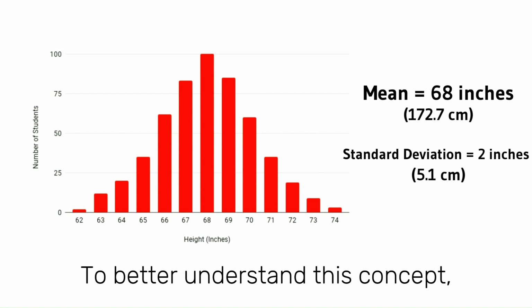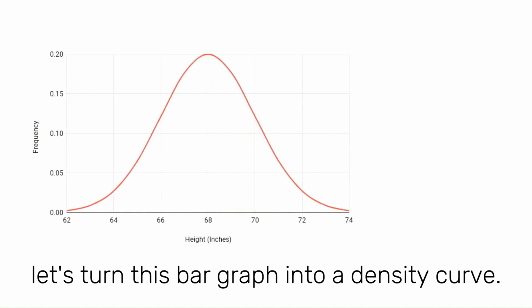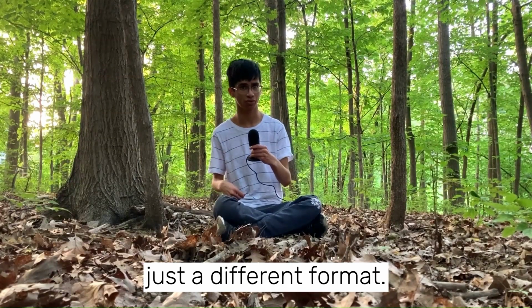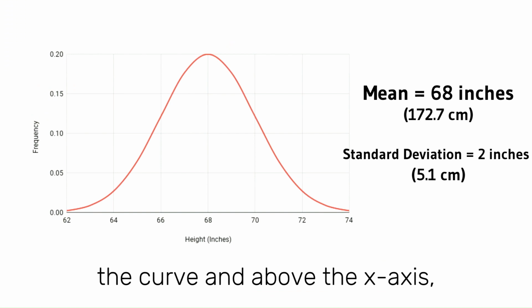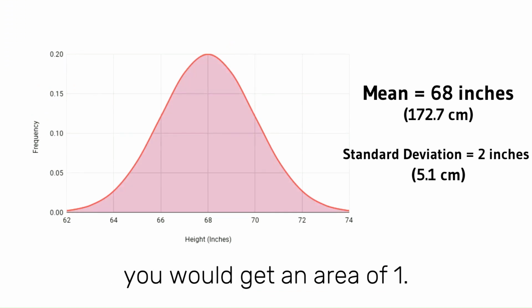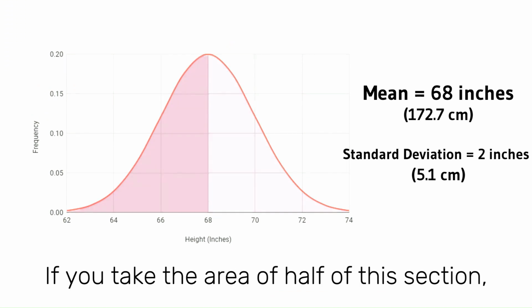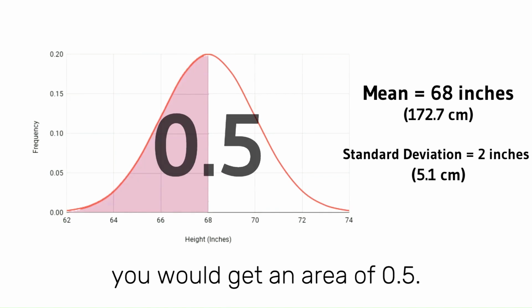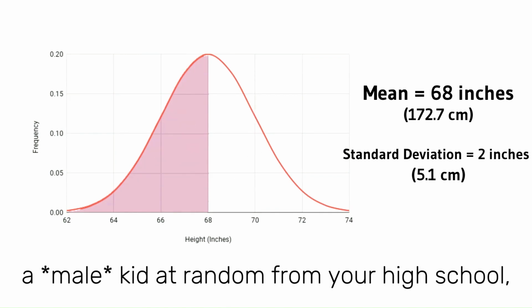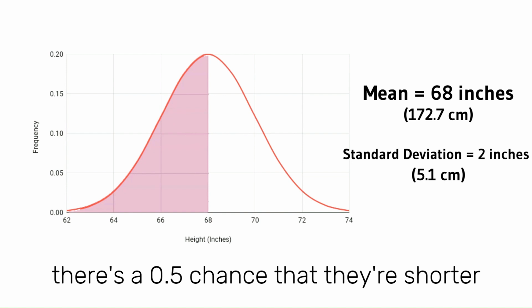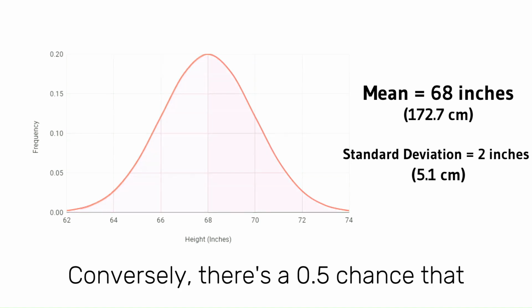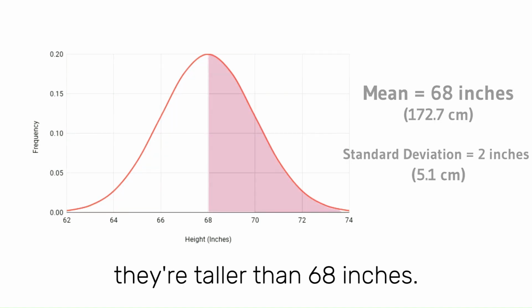To better understand this concept, let's turn this bar graph into a density curve. This is still the same data, just a different format. If you were to take the area under the curve and above the x-axis, you would get an area of 1. If you take an area of half of this section, you would get an area of 0.5. This means that if you were to pick a kid at random from your high school, there's a 0.5 chance that they're shorter than 68 inches. Conversely, there's a 0.5 chance that they're taller than 68 inches.